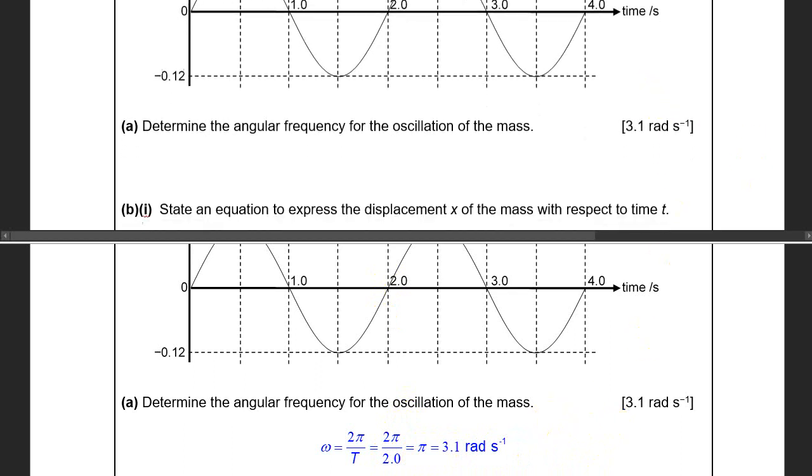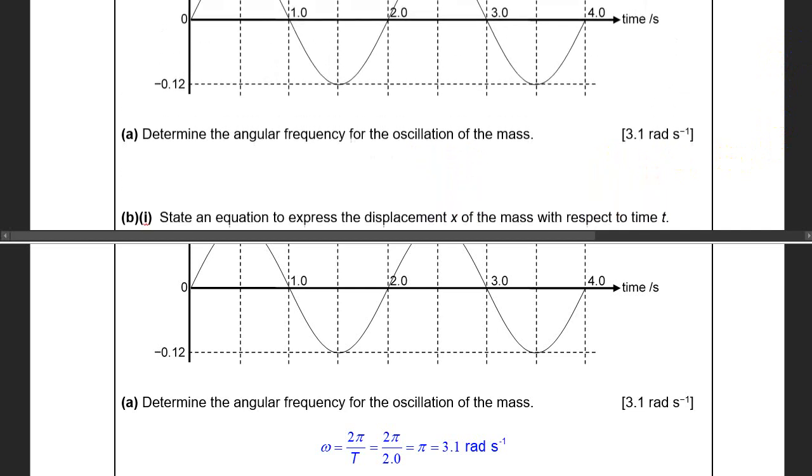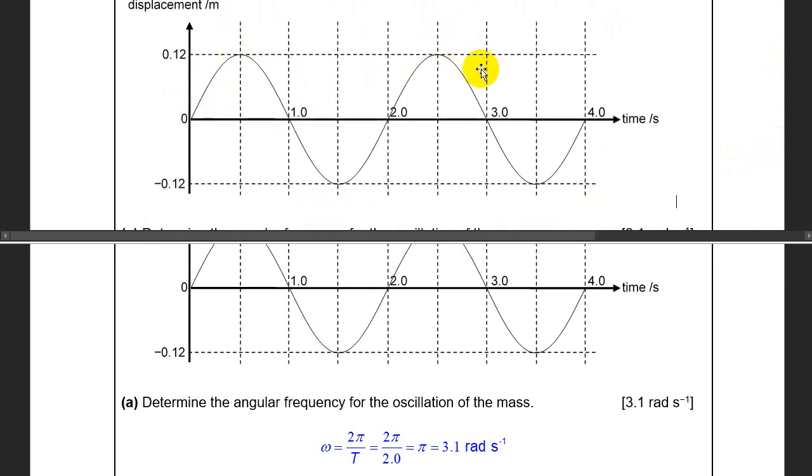Part B, state an equation, the formula for displacement x, in terms of time. So we want to get a formula for x in terms of time. It's the equation of this graph.